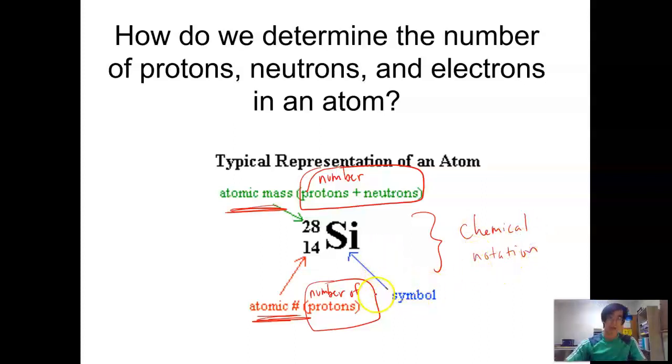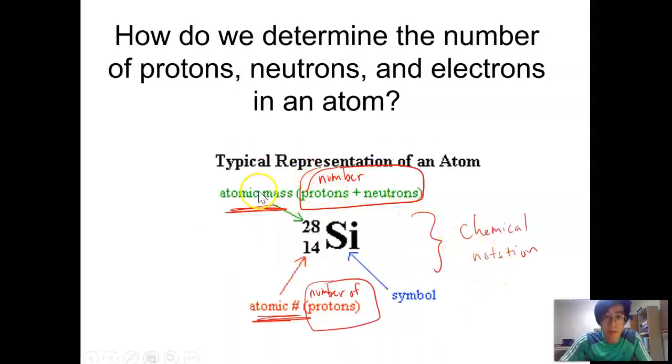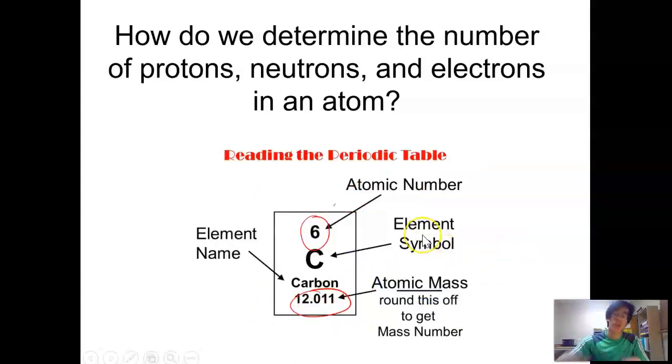We just write it on paper. But what happens if we see it on the periodic table? It's going to look a little different. You still have the element symbol, but now you have the atomic number on the top, and the atomic mass is going to be on the bottom, compared to atomic mass on top and atomic number on bottom in chemical notation. So just remember, when you read the periodic table, you have to switch the atomic number and atomic mass.